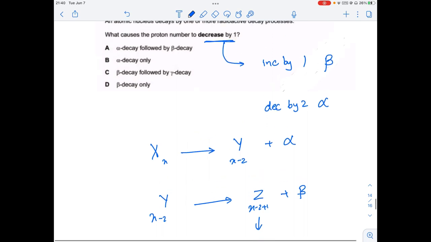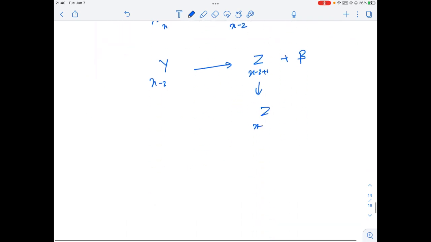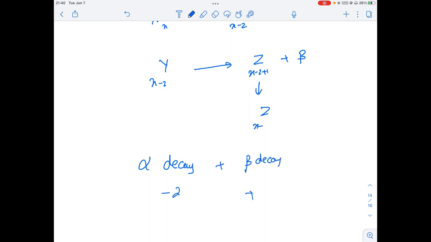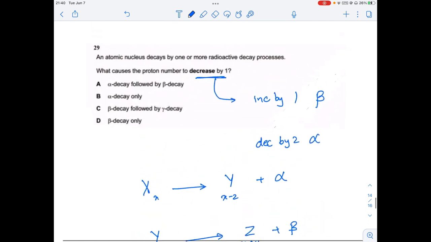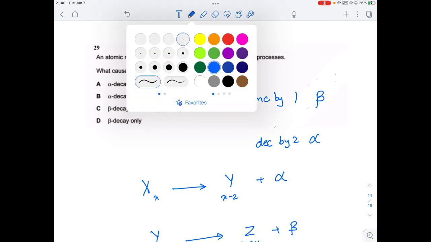So therefore, first it has to be an alpha decay. Because of that, minus 2. Then a beta decay. Beta decay is nothing but plus 1. So totally it will be giving minus 1. So a decrease by 1 is going to be alpha decay followed by beta decay.